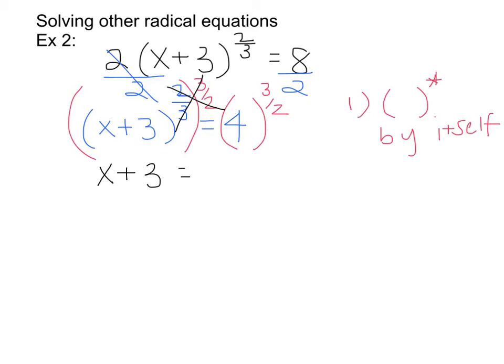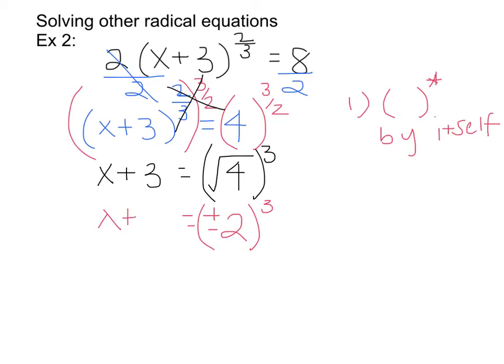Now, 4 to the 3/2 power, remember, that means take the square root of 4 and then cube it. All I did is rewrite it. So the square root of 4 is plus or minus 2. And then I have to raise that to the 3rd power. So 2 to the 3rd power just gives me 8. But negative 2 to the 3rd power gives me negative 8. So I have to write 2 separate equations so that I can solve this.